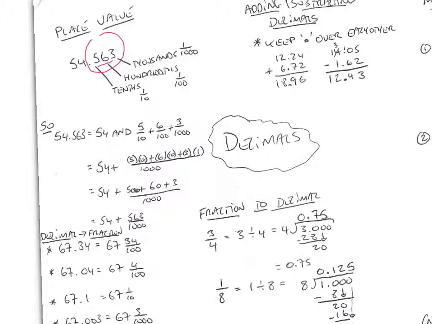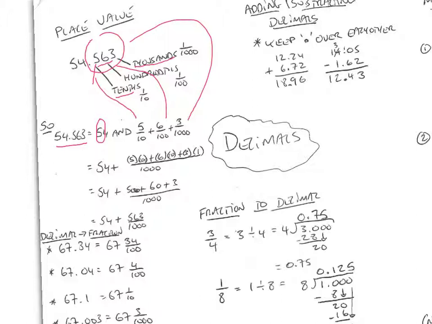When it comes to place value, we note that the first place after the decimal point refers to the tenths, the second place refers to hundredths, and the third place to thousandths. If we were to rewrite 54.563 in terms of tenths, hundredths and thousandths, we'd say that 54.563 is the same as 54 and, which is the decimal point, 5 tenths, 6 hundredths and 3 thousandths.